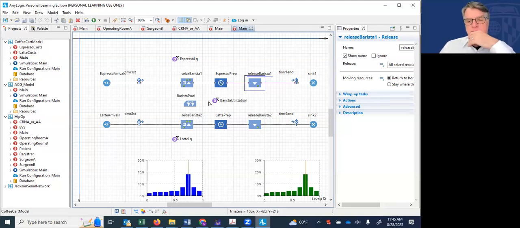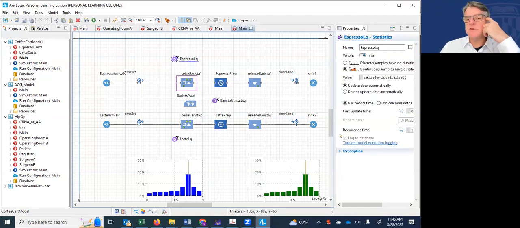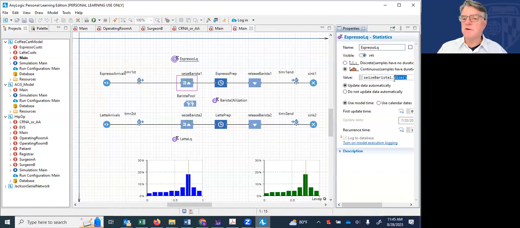And then with respect to the KPIs, we're going to use a statistics block here to capture, using the .size function, which is a built-in function, the average queue length of the espresso barista waiting line. In the model, they're waiting behind other customers, but they get served by the baristas. So you have to wait for a barista, and then you finally get service.